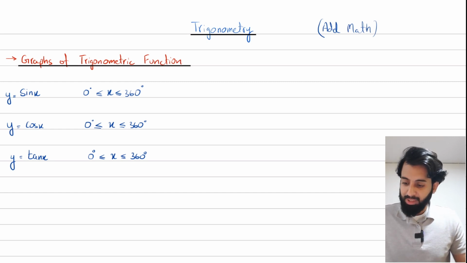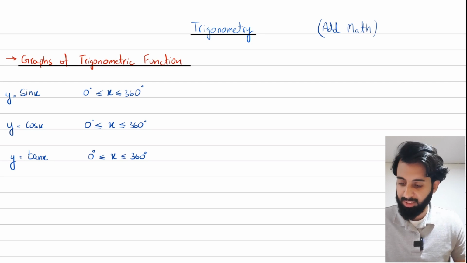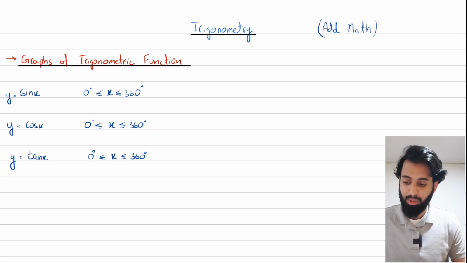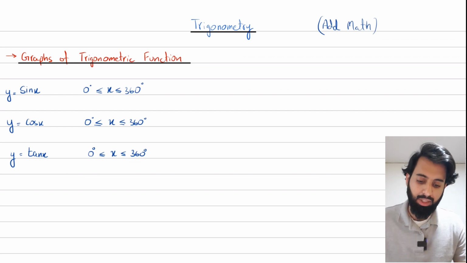So there are 3 basic graphs in our syllabus, and they are sin x, cos x and tan x, and that's exactly what we are going to learn in this video. We're going to learn how to sketch these graphs and we're going to learn various things about them also. So let's start with the very first one, which is y equals sin x.